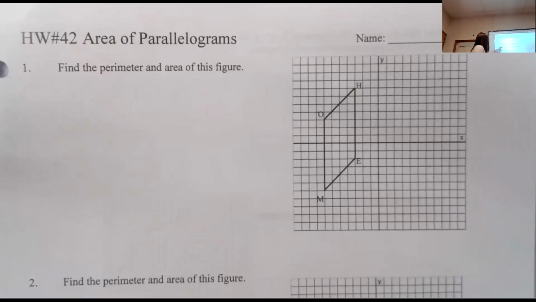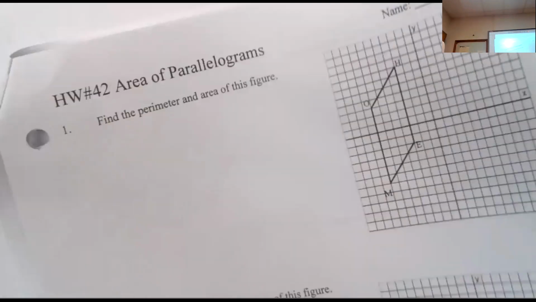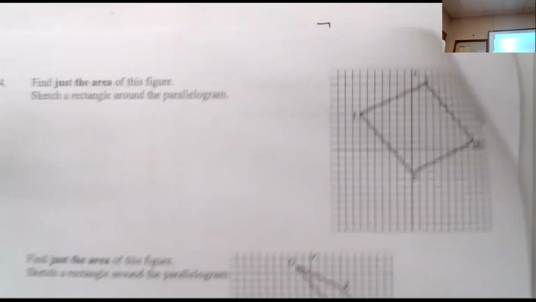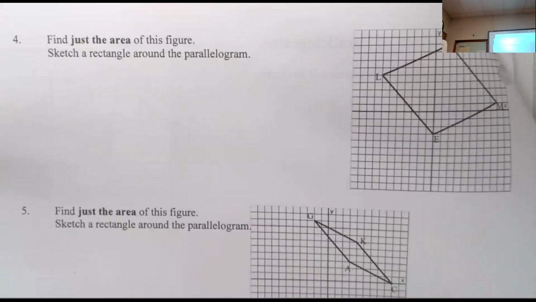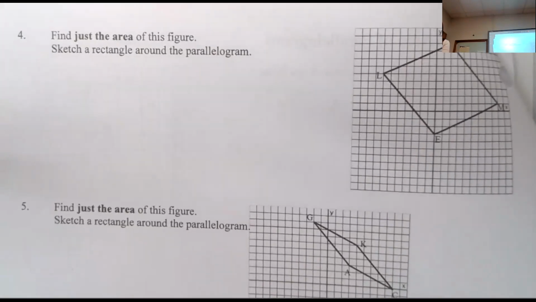Like the first three, it's asking you for perimeter and area, but then on the back, I think it just asks you for area, which is faster. You don't have to use the Pythagorean theorem then. Okay, so 4 and 6, it's just area on the back. So just make sure you read the directions.